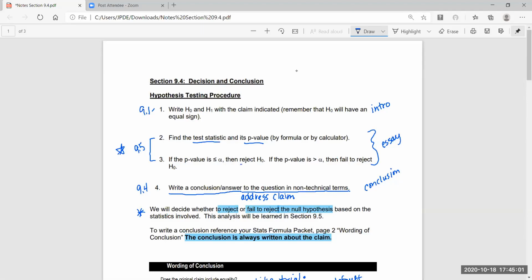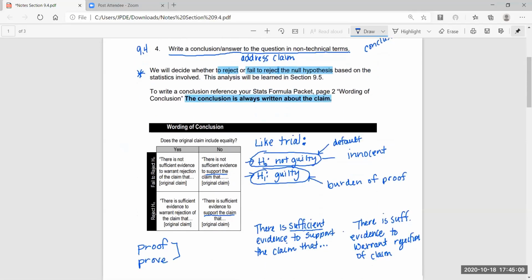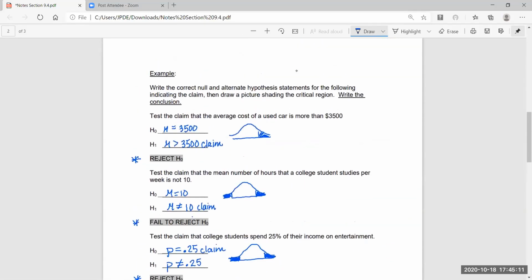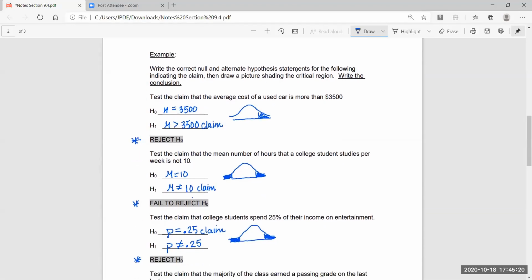So this reject or fail to reject will come from that step 3 that we're going to learn in the next section. So right now, I just picked it so that we could have a decision, so that we could write our conclusion. All right, so let's do these.